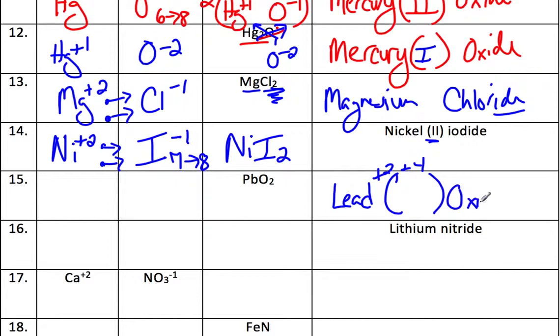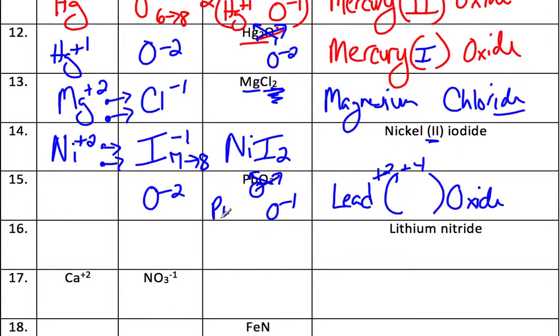It's hooking up with oxygen, so it's oxide. Now, oxygen always makes a negative 2. But if I uncrisscross this, watch what happens. That imaginary 1 ends up on top of oxygen. Oxygen doesn't make a negative 1.